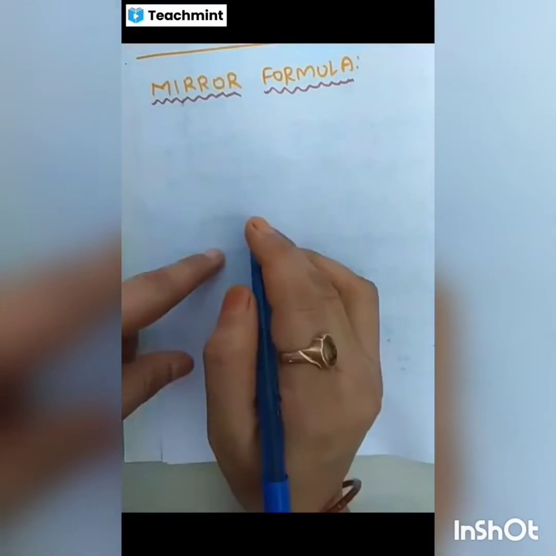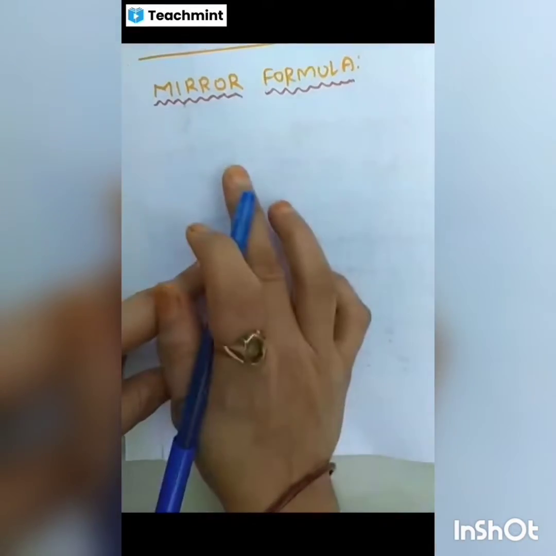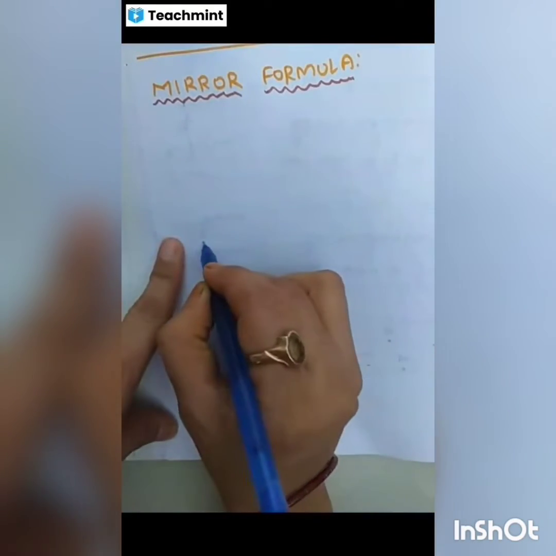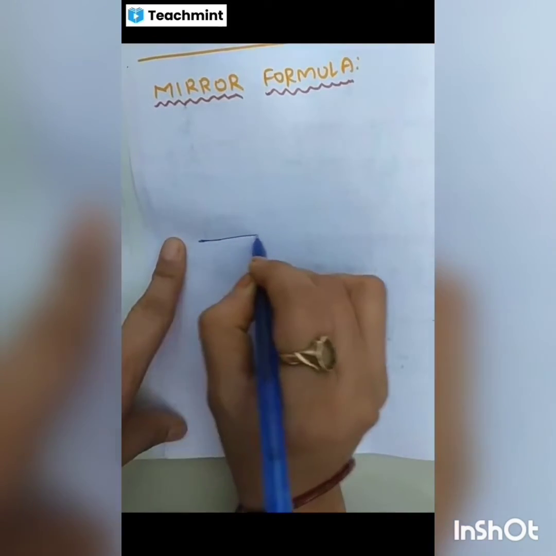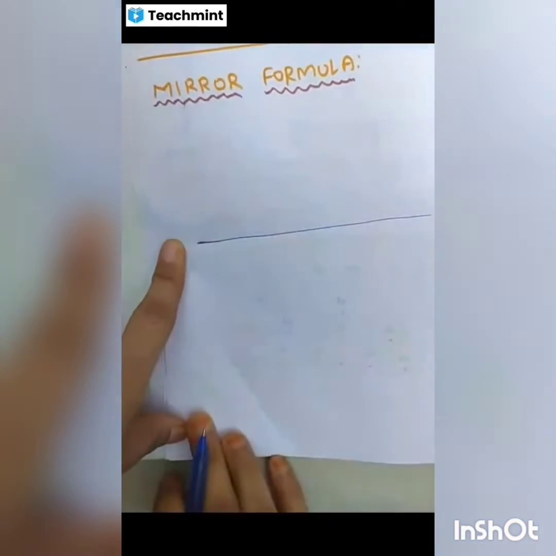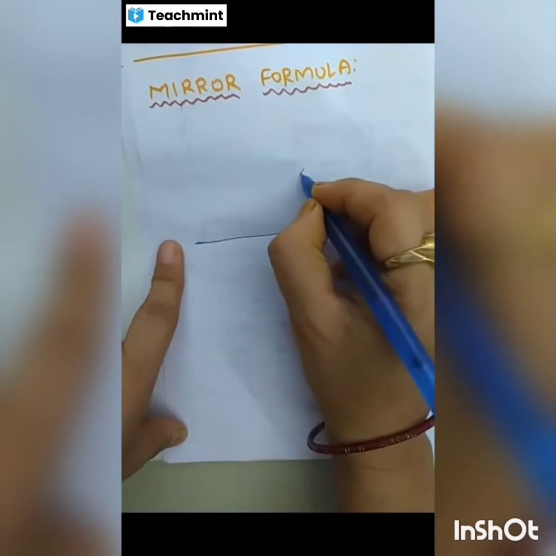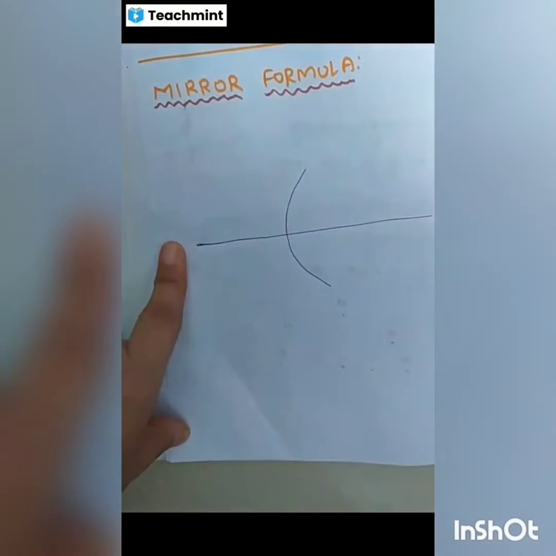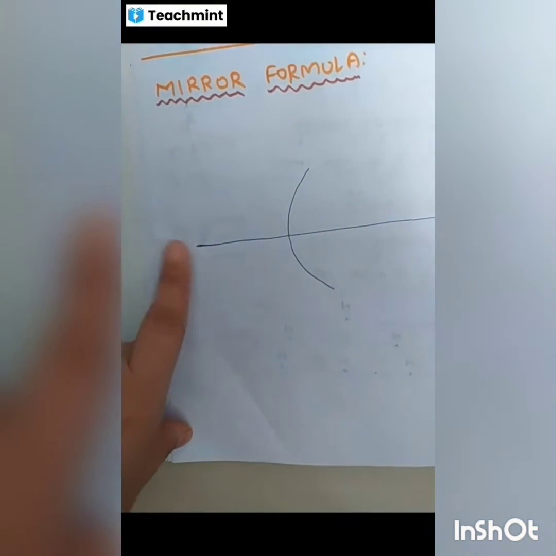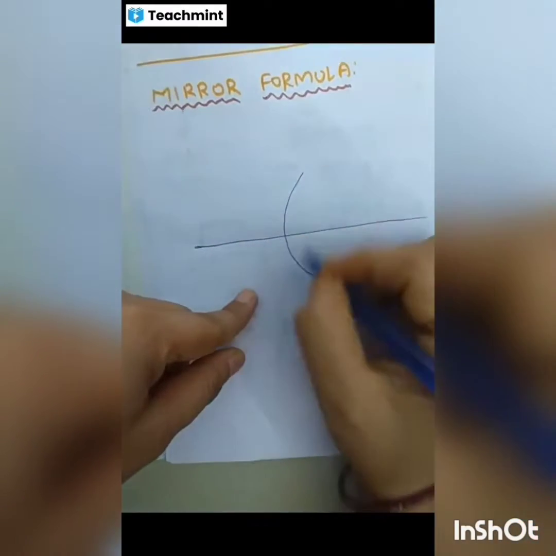Yeah, see here. First, we have to draw the principal axis. Okay, this is the principal axis and this is the mirror I am taking. So this is a convex. This is a convex I am taking here. So convex means outer path is working, right?